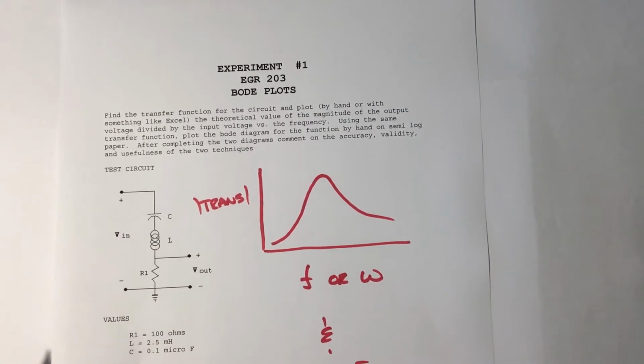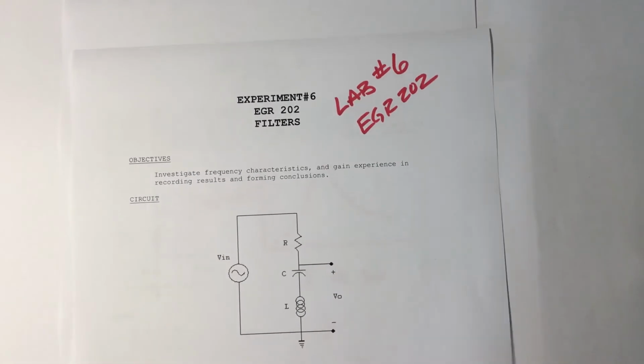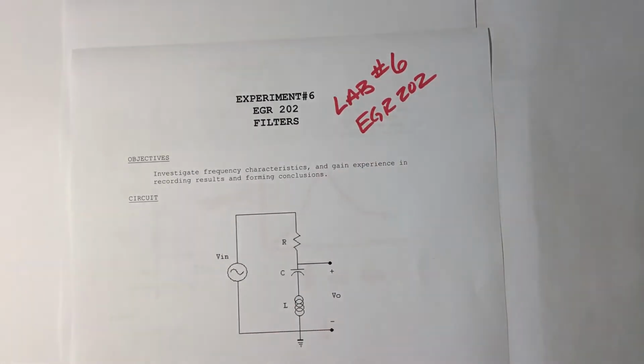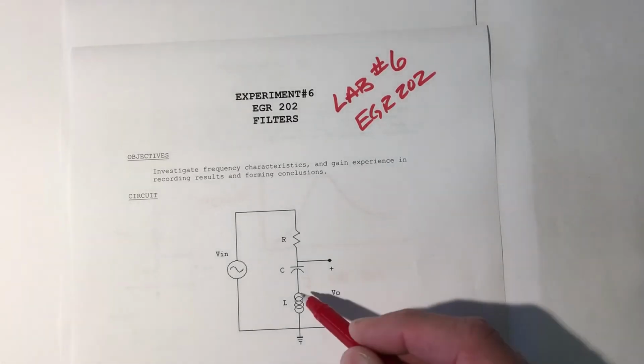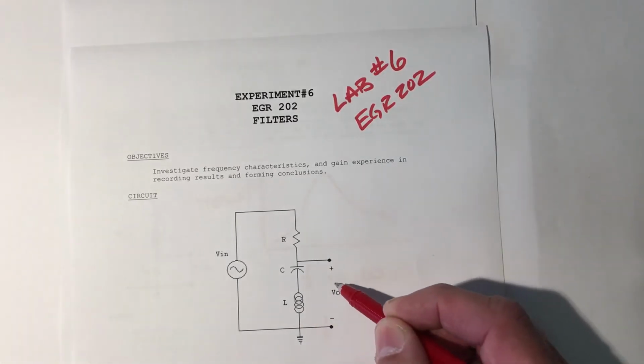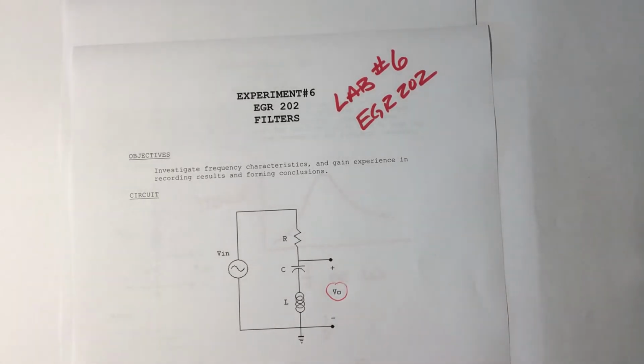Make sure this is in the view here, sorry about that, this circuit. If you go back to laboratory number 6 at the end of last term, Engineering 202, you built this circuit, and basically these were just rearranged, and you were taking the output voltage across the capacitor and the inductor, so you got a notch filter.